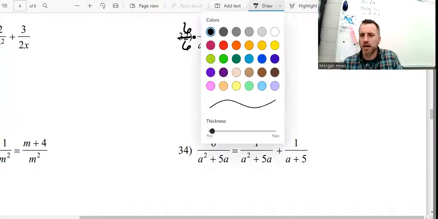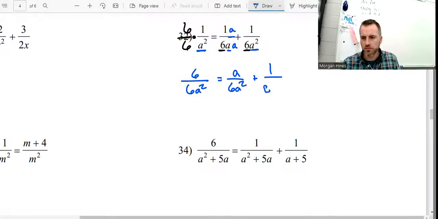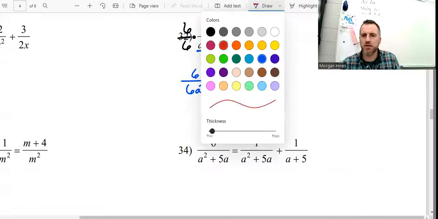And then you can look at the other factors in the denominator. They both have a squared, but this one only has an a. It doesn't have the a squared. So how do we make it a squared? Well, we need to multiply it by a. And when we do that, we end up with 6 over 6a squared equals a over 6a squared plus 1 over 6a squared.